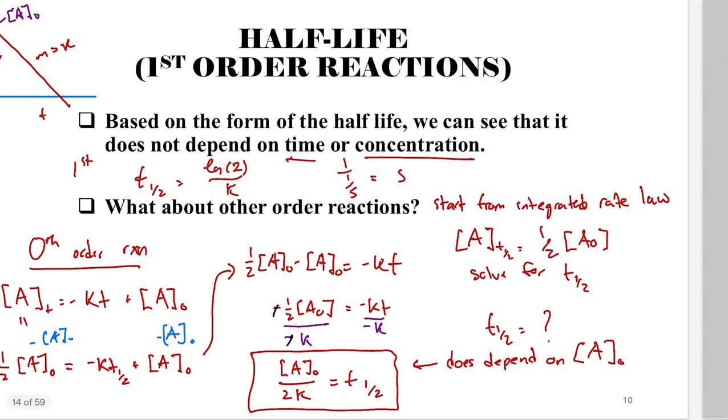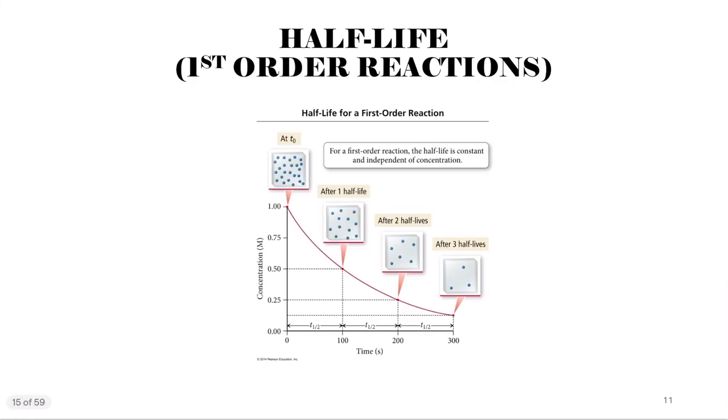Okay, so how can we visualize this graphically? Well, if we have a first order reaction, at time equals 0, we want to go to half the initial concentration. So if we start at 1 molarity concentration, the time it takes to get to half that value is 1 half-life. For a first order reaction, it doesn't depend on the initial concentration, right? So if we're starting at a concentration of 0.5 molarity, to get to half that concentration, it still takes the same amount of time.